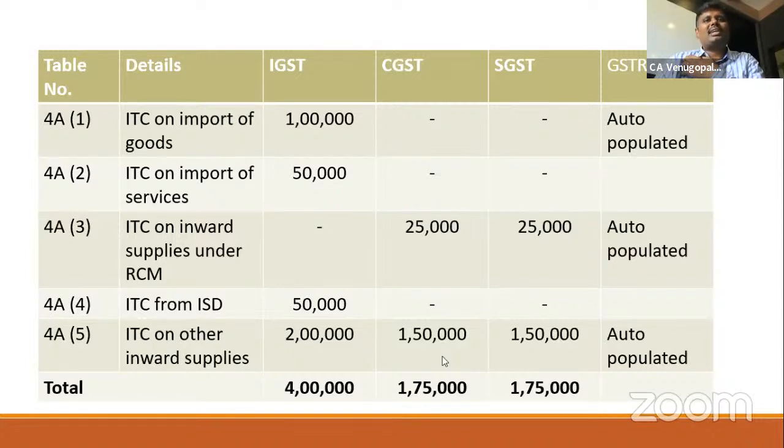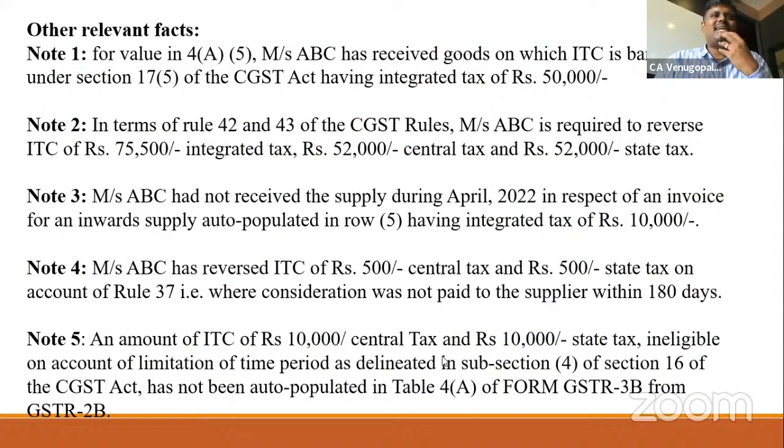Let's look at other relevant facts. Point number 1 is in the total credit that is visible. Next slide. In the total credit that is visible, let's say some goods which are ineligible are there, 50,000 rupees worth of goods. You are not eligible for the goods worth 50,000.